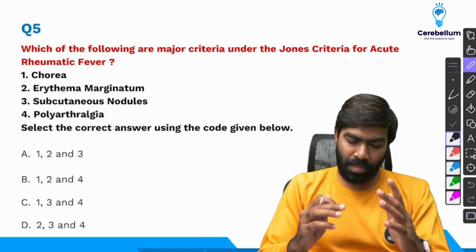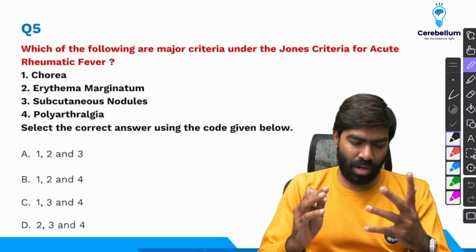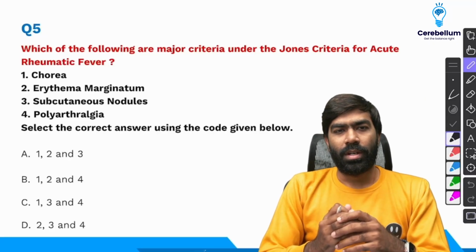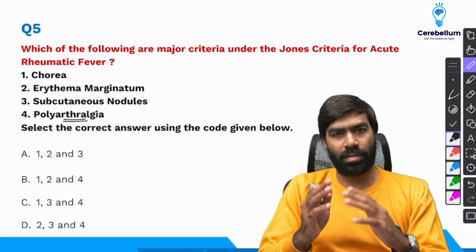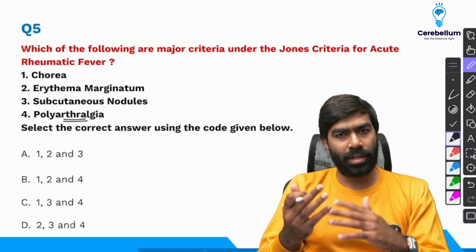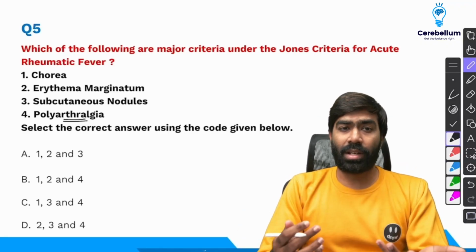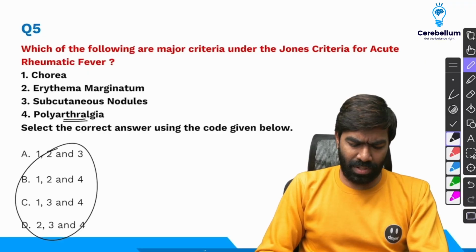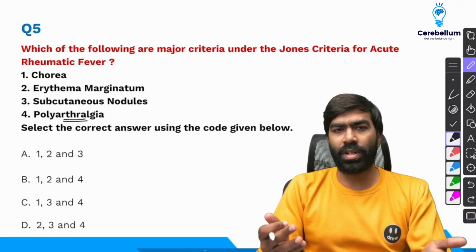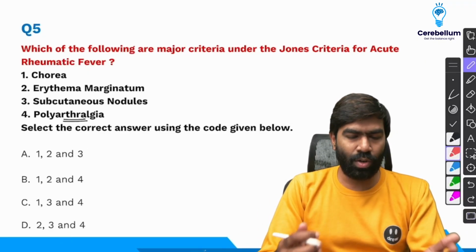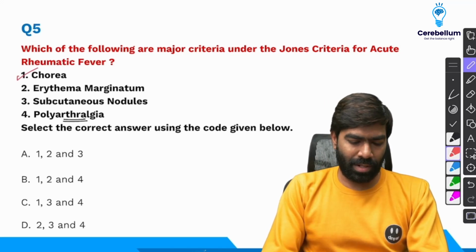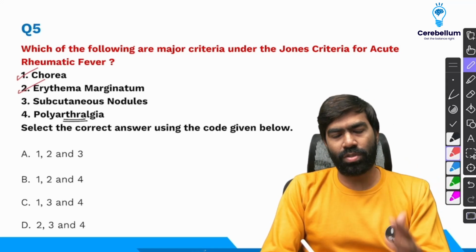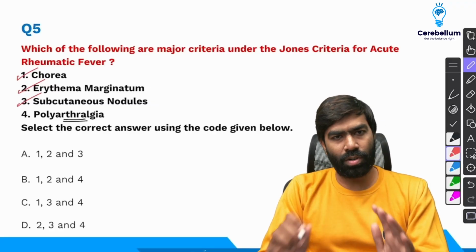Which of the following are major criteria under the Jones criteria for acute rheumatic fever? Here the only controversial thing is polyarthralgia, because in a high risk population, even polyarthralgia can be considered a major criterion. But here they have given only 3 options in all of your answers, so I can safely ignore polyarthralgia. Definitely, Sydenham chorea is a part of the major criteria. Erythema marginatum is also part of the major criteria, and subcutaneous nodules are also part of the major criteria.